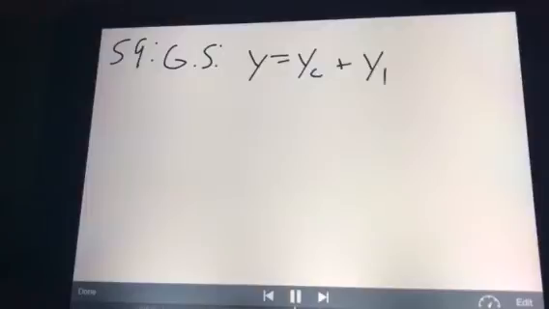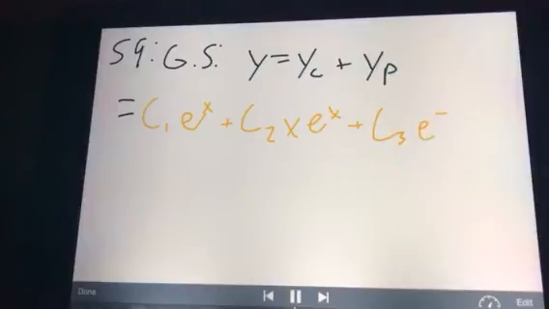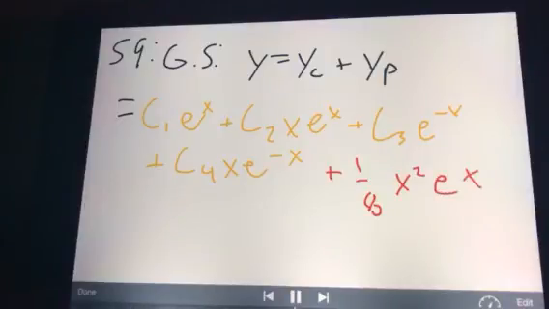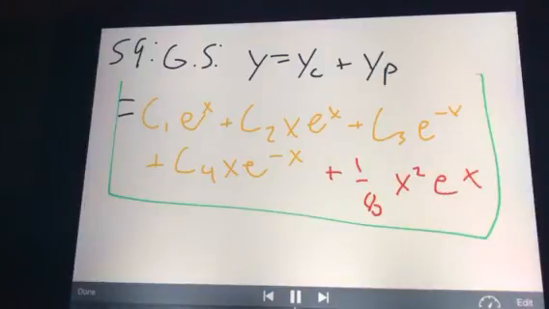Okay, so now we're ready for the final step, step 9, which is to write the general solution, which is y equals y of c plus y of p. If you go back earlier and look at our y of c, it equals c1 e to the x plus c2 x e to the x plus c3 e to the negative x plus c4 x e to the negative x. That all equals our y of c. Now we can go ahead and add in our y of p, which simply equals 1 over 8 x squared e to the x. And this is our final solution to problem 6 for homework number 9.